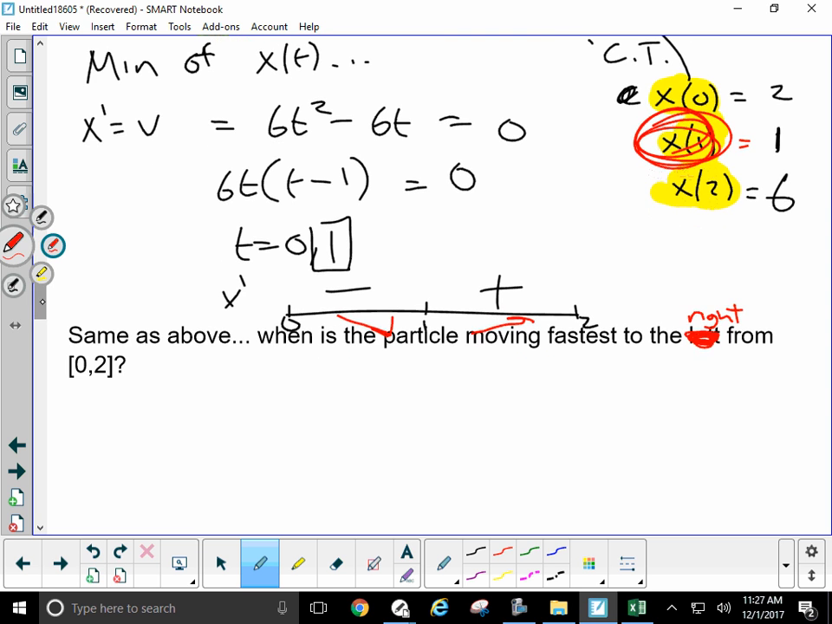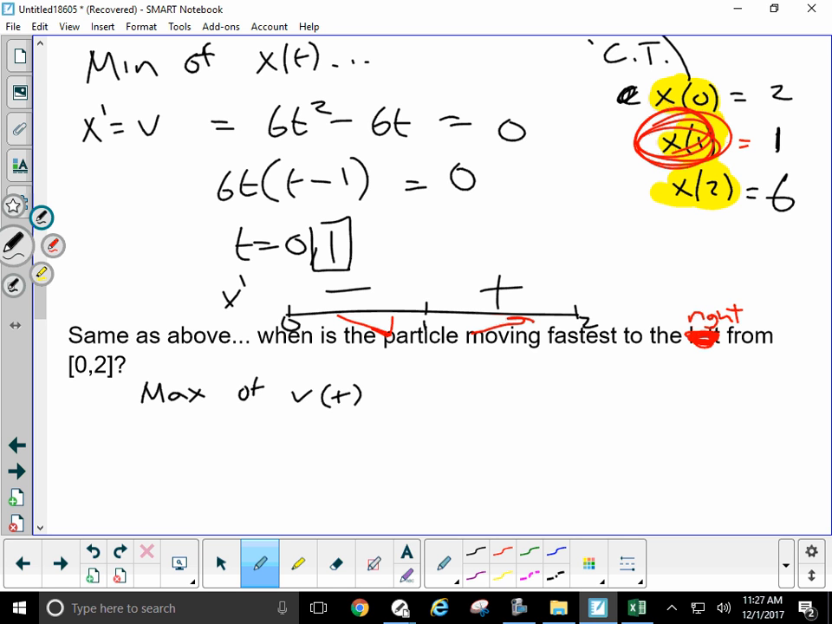Typically students answer this correctly, but they're a little bit more complicated in their explanation and answer. When I'm asking you, when is the particle moving fastest to the right, what I want you to think of is that I want to find a max of velocity. I'm not talking about derivatives. I'm just saying, okay, when am I moving fastest to the right? When is my velocity the greatest value? And then I say, how do I find a max velocity?